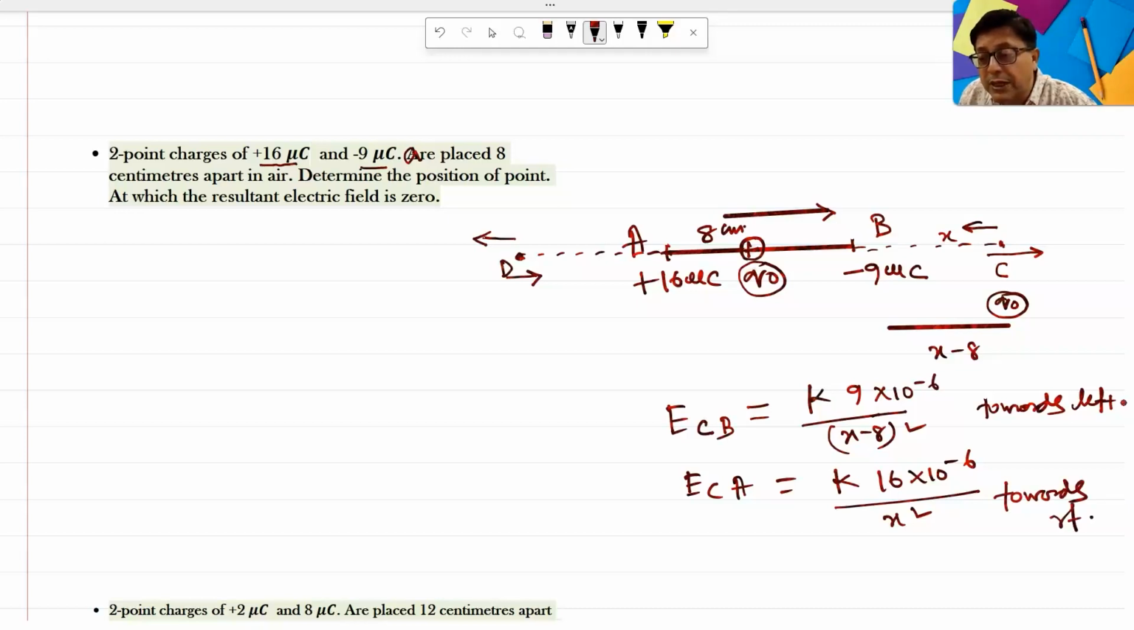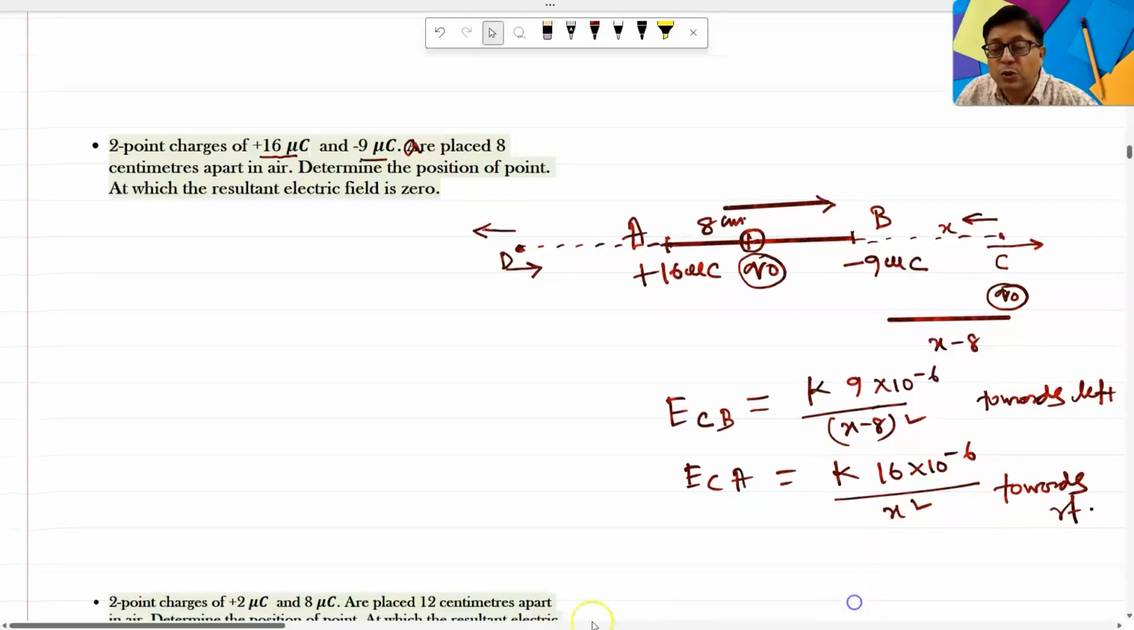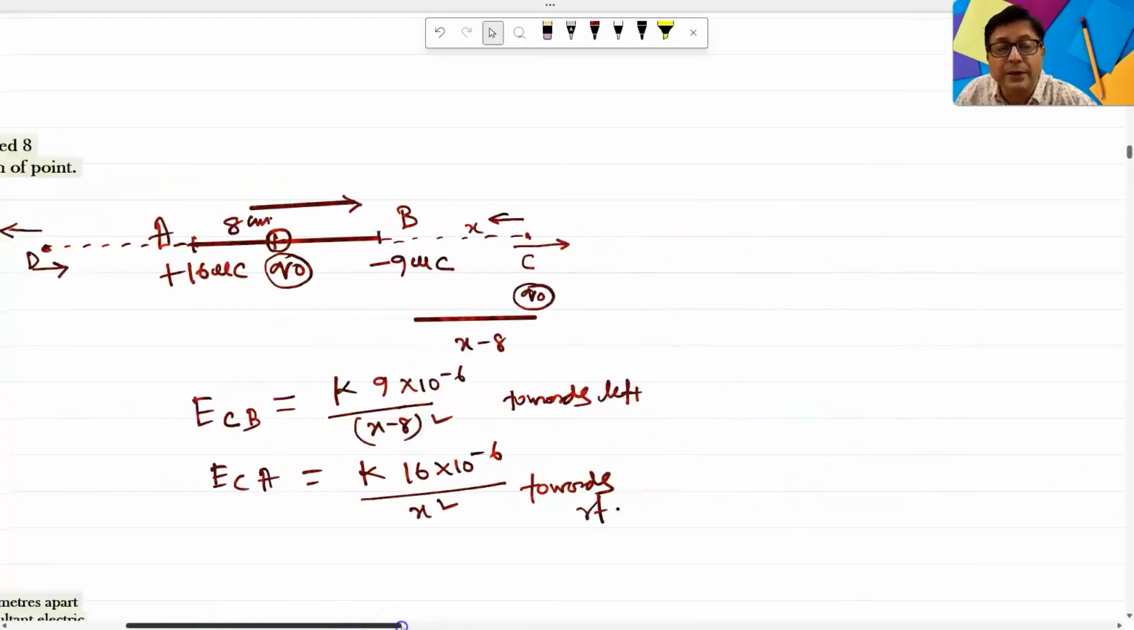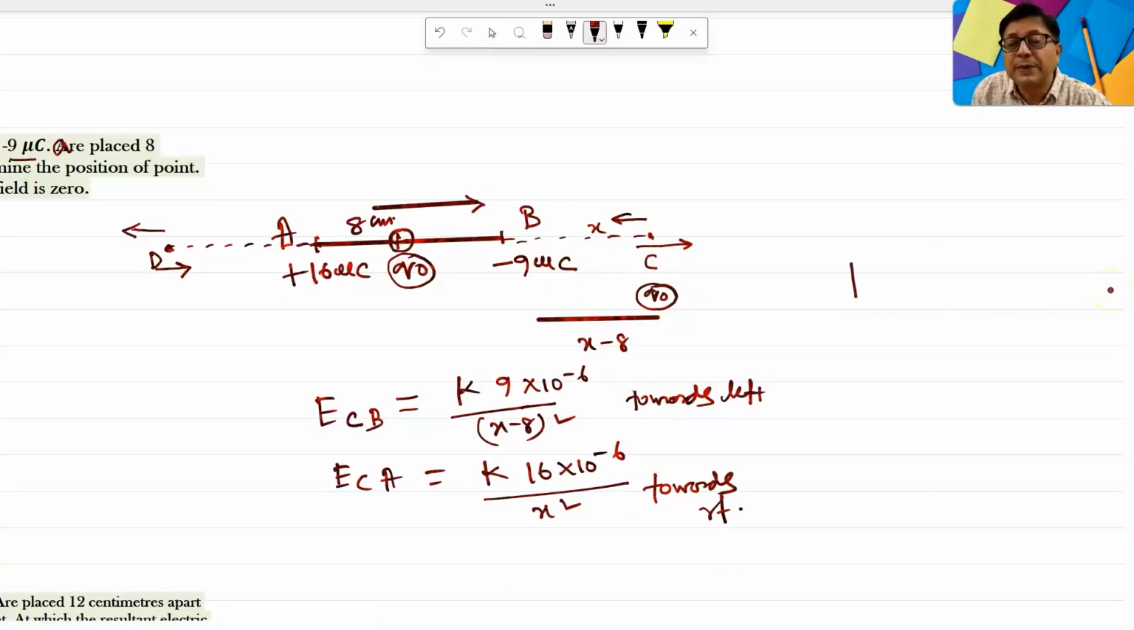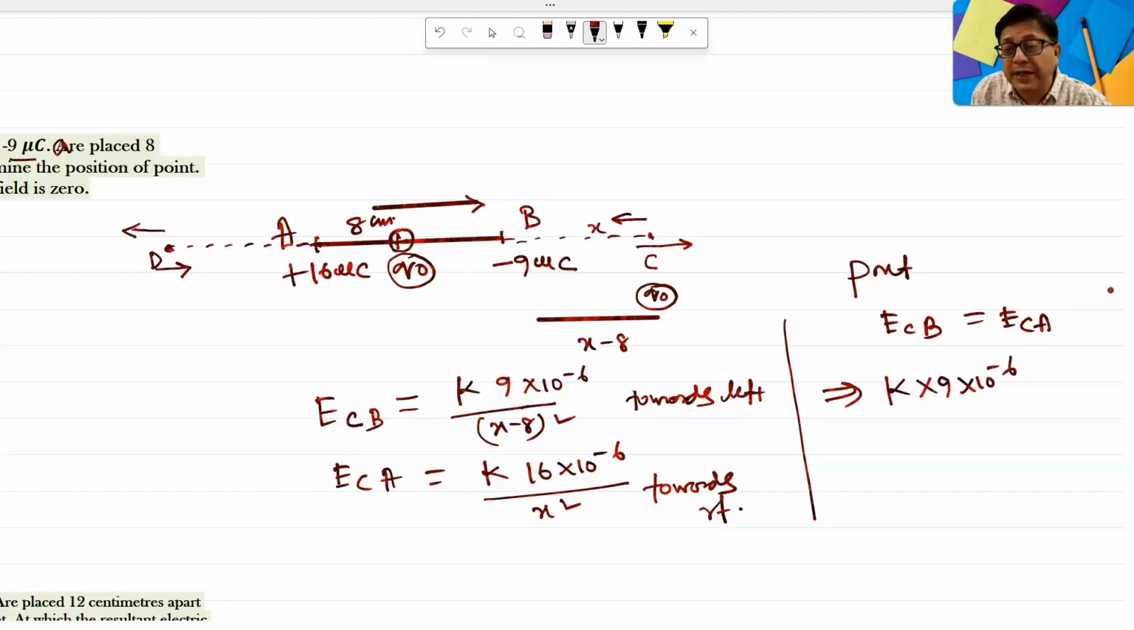It is towards right. So as told earlier, the net electric field will be 0 here. We have assumed, so put ECB equal to EAB. They are equal and opposite, then only the field will be 0. So you compare these two fields. ECB will be K into 9 into 10 to the power -6 by x minus 8 whole square. Centimeter doesn't matter, it gets cancelled from two sides. The answer will also be in terms of centimeters.